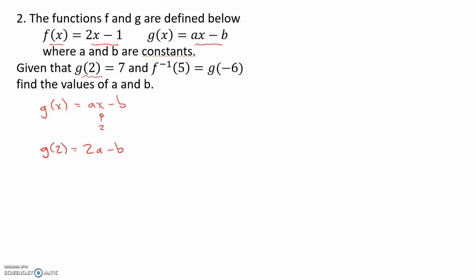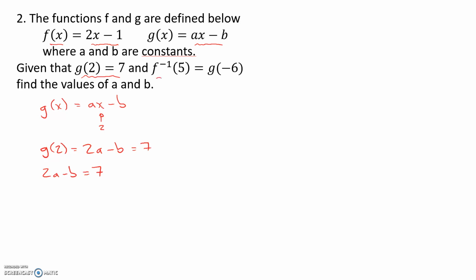And it says here that g of 2 equals 7. So, okay, that means that g of 2, which is 2a minus b, is equal to 7. So 2a minus b must equal 7. So we've got some sort of equation there with a's and b's in. Can't solve for those yet. What else do we know?